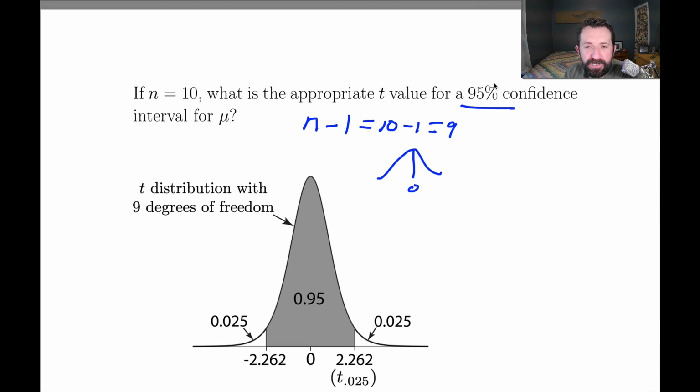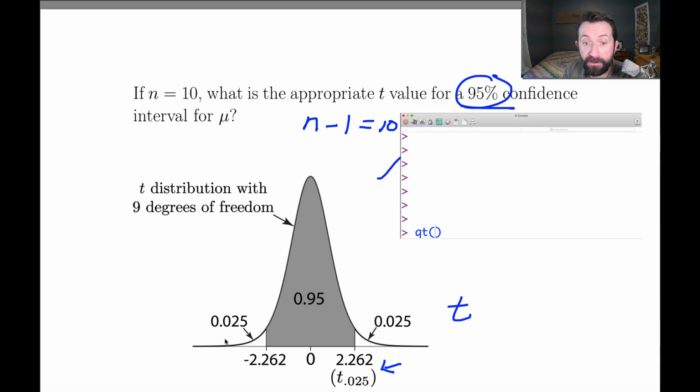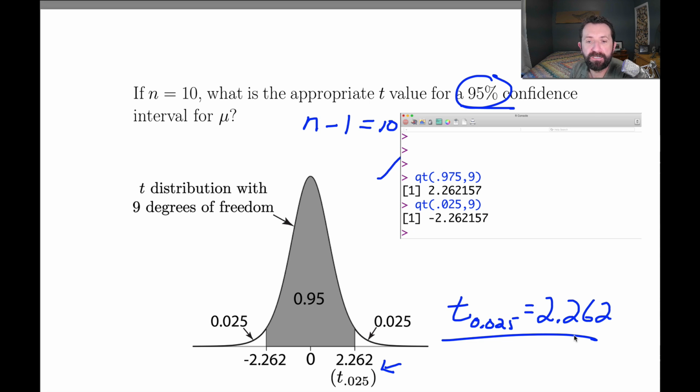We want a 95% confidence interval, so we put 95% of the area in the middle. And then we split up the remaining 0.05 evenly into the two sides: 0.025 on one end, 0.025 on the other. And we find the t value that makes that happen. With 9 degrees of freedom, when we go to R and find the value that has an area to the right of 0.025, or an area to the left of 0.975, we find that t.025 with 9 degrees of freedom is, to 3 decimal places, 2.262. That's the appropriate value that we'd use in a confidence interval for the population mean mu.